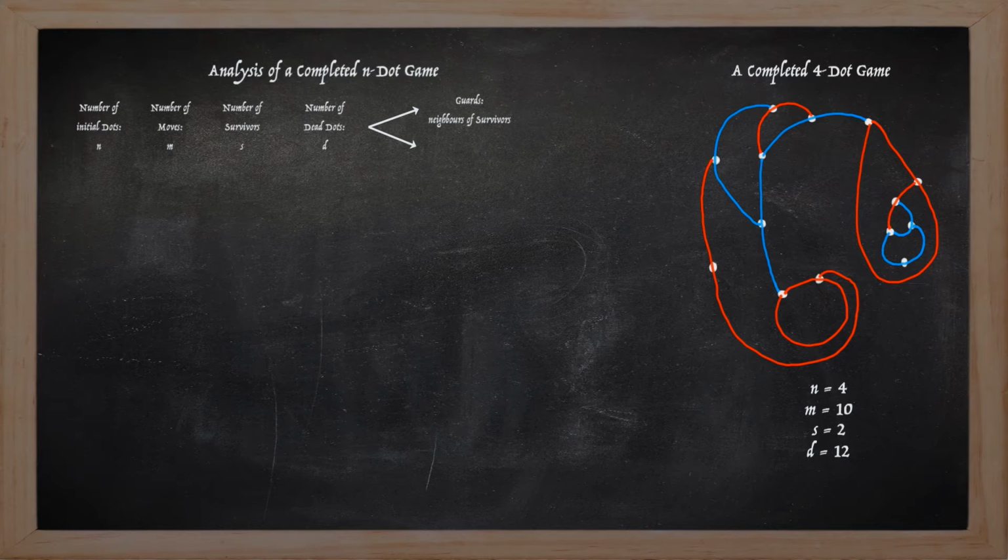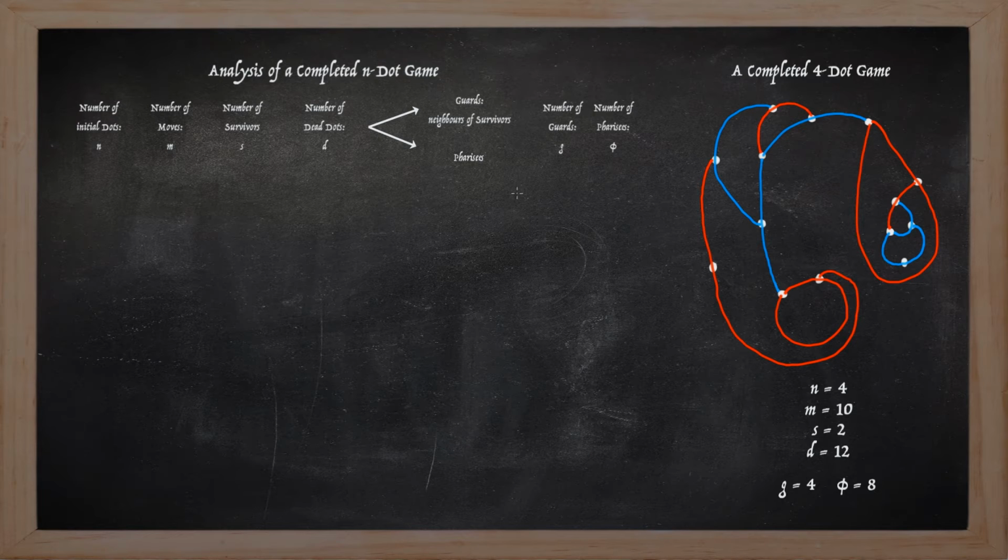So there's the 4 guards, 2 for each of these survivors. And we'll call the number of guards G. Now the rest of the dead dots that are not guards, Conway called these Pharisees, and the number of Pharisees, we'll use the Greek letter phi for them.